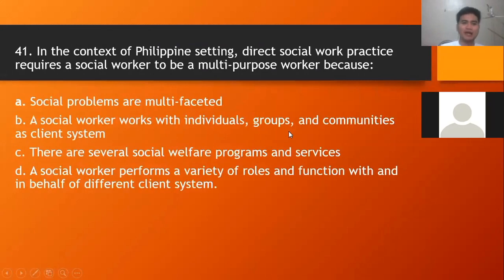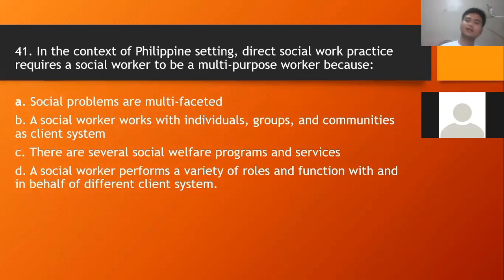Number 41. In the context of the Philippine setting, direct social work practice requires a social worker to be multi-purpose worker because, what's your answer here? Letter A. Okay. Lahat naman ito ay tama. No? Lahat ng options ay tama. Kung may letter E na option na all of the above, that is the correct answer. But the best option is letter A.